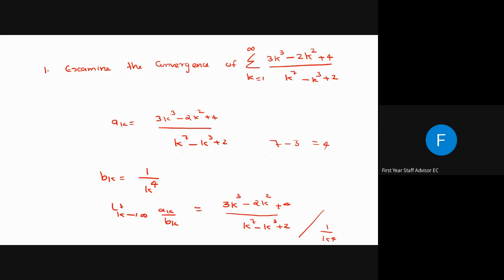The limit as n tends to infinity of ak by bk. That means the limit as k tends to infinity of (3k cube minus 2k square plus 4) divided by (k raised to 7 minus k cube plus 2) into k raised to 4 by 1, k raised to 4 divided by 1.